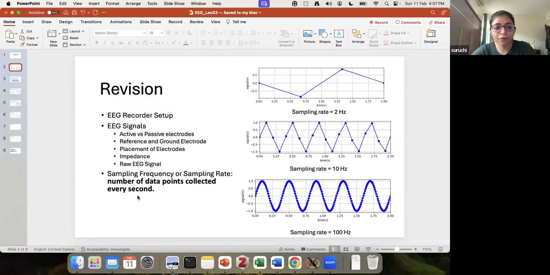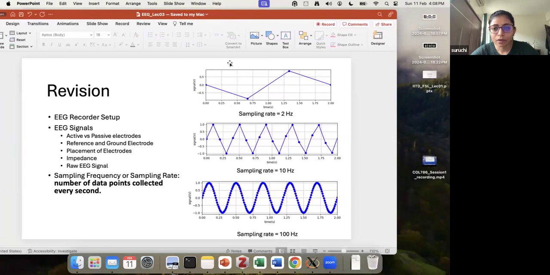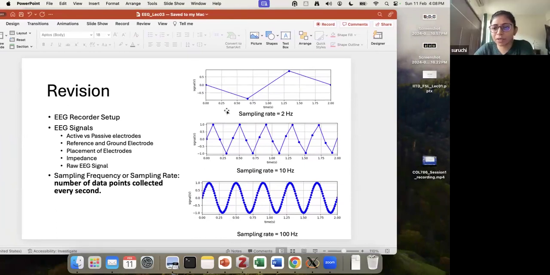First things first, we have to understand sampling rate. Sampling rate has nothing to do with the shape of your signal. It is only about how fast you are measuring something. It's a general term. If you are taking a sample X number of times in a second, your sampling rate becomes X hertz. I'm giving you 3 examples here. Can you see my screen? Yes, ma'am.